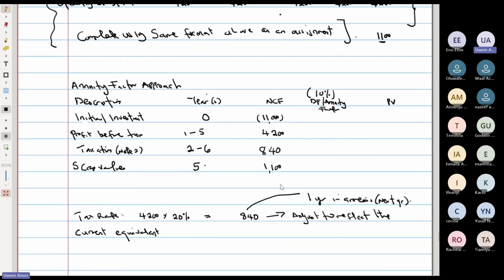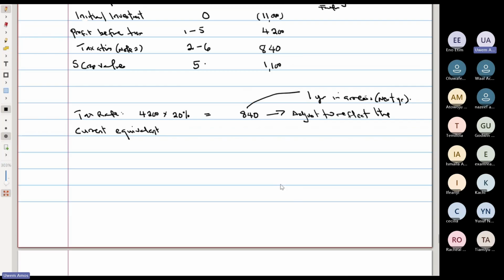All right. Now let's go back to our adjustment. So how do we adjust it to reflect the current equivalent? Pretty easy. We have a format for that. And everything we do, we have a format for that. It is the relevant cash flow divided by 1 plus the inflation rate raised to the power of n. So n here is equal to the number of years in arrears.